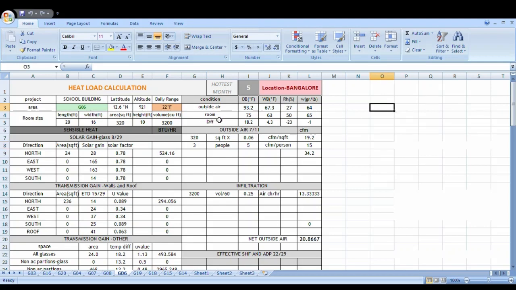Now inside the room. For inside the room we have to keep dry bulb as a constant 75 and relative humidity is 50. So with the help of these two values we will get 63 as a wet bulb and humidity ratio is 65 with the help of psychrometric chart. And outside and inside room difference, we will get this value. Here 18.2, here 4.3, here minus 23, here minus 12.